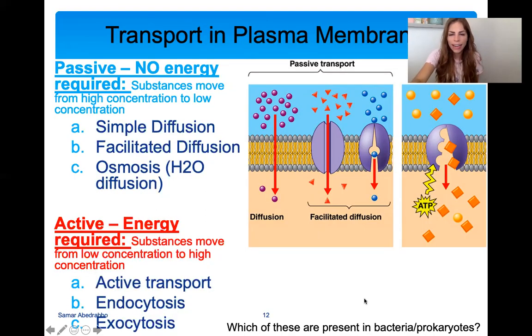And then here I have my important question: which of these are present in bacteria or prokaryotes? Simple diffusion is present, facilitated diffusion is present, osmosis is present, and active transport is present. Endocytosis and exocytosis are not present, they are only in eukaryotic cells.